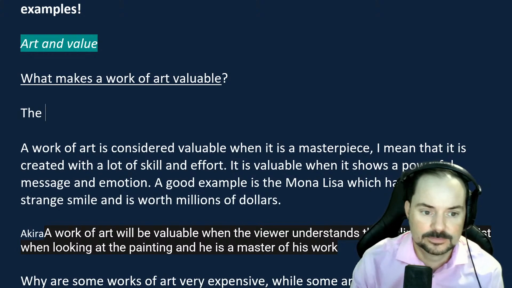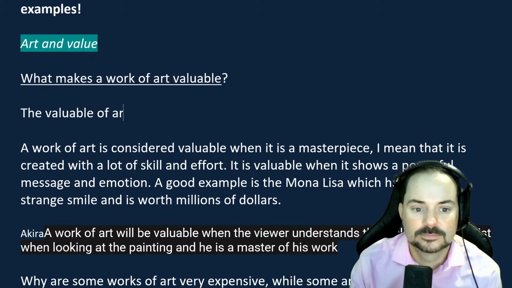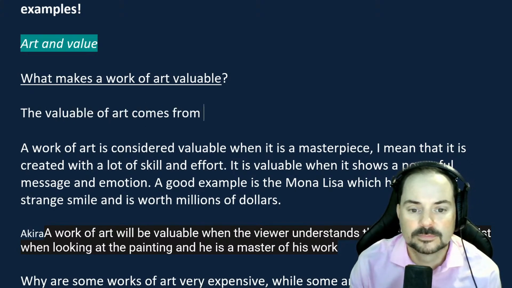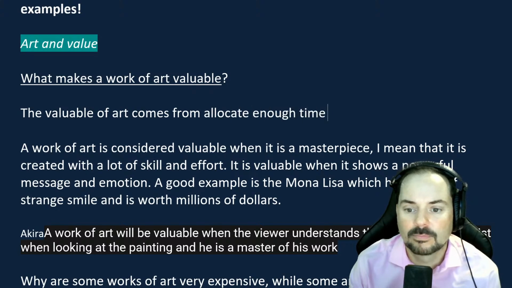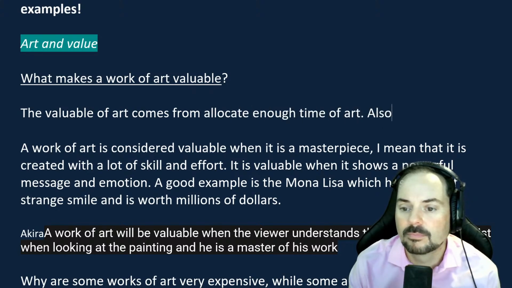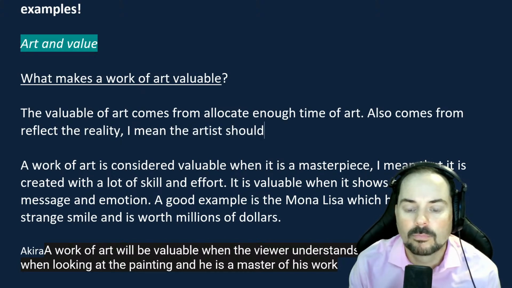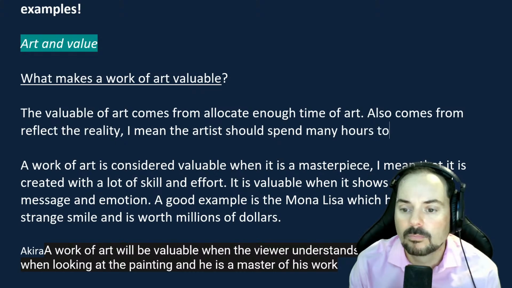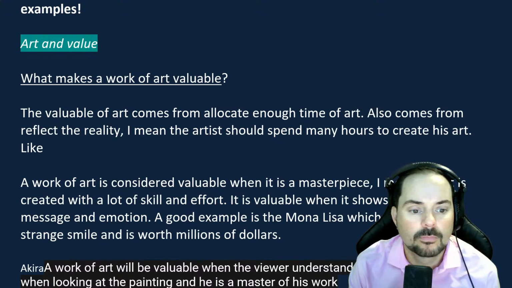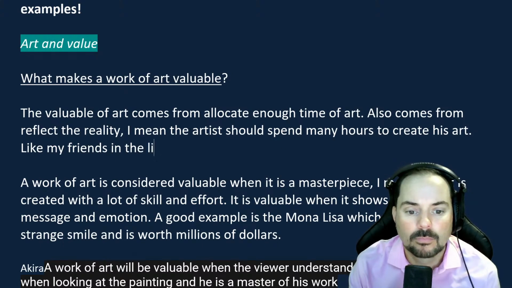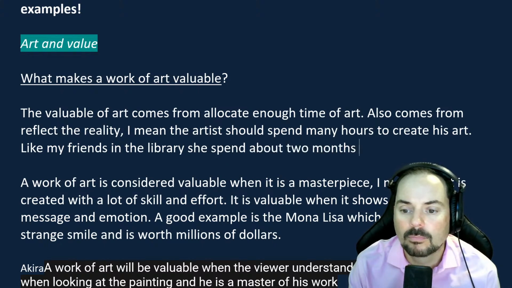The valuable of art comes from allocate enough time of art. Also, it comes of reflect the reality. I mean, the artist should spend many hours in order to create his art. Like my friends in the library, she spent about 2 months in order to create her painting picture.